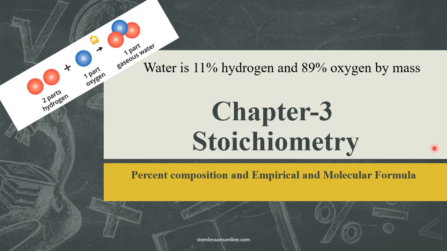So in this lesson, you will learn how the mass or the percentage of each element helps to find the formula of a compound. We will learn two types of formula, empirical formula and molecular formula, and how to calculate them from experimental data.